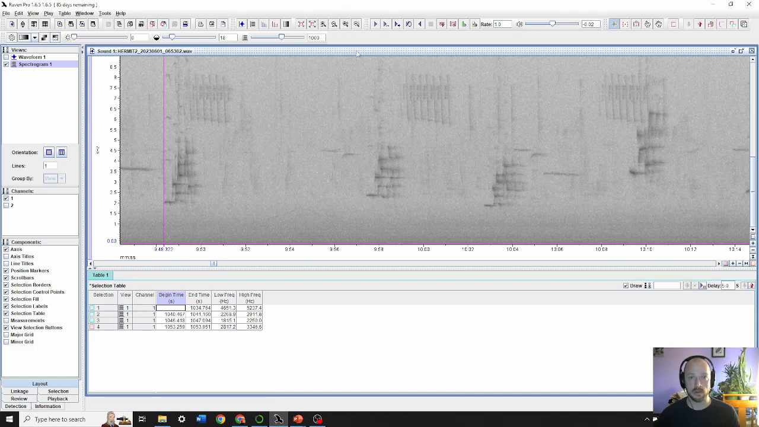This is a recorder that was left in the woods, and we can hear birds. I'll just press play so you can get a sense of it. As that line moves across, you can hear it's playing the sound file, and we saw birds singing right here. This here is a hermit thrush.